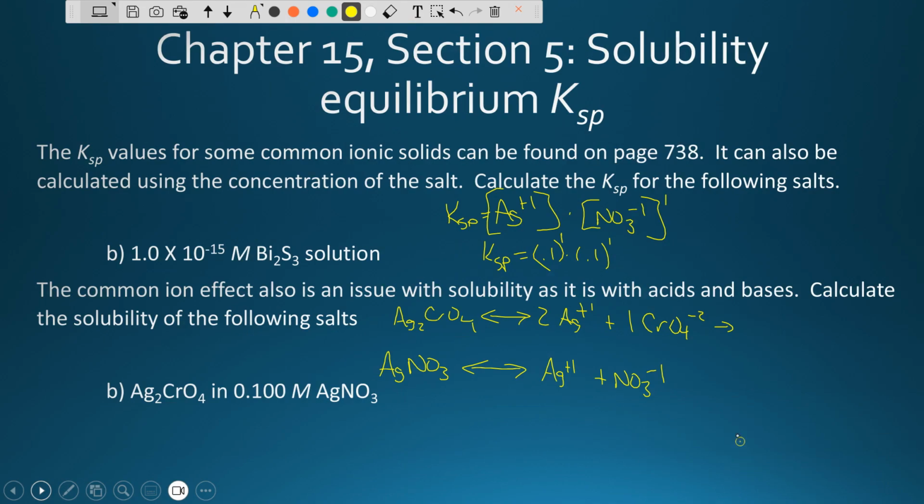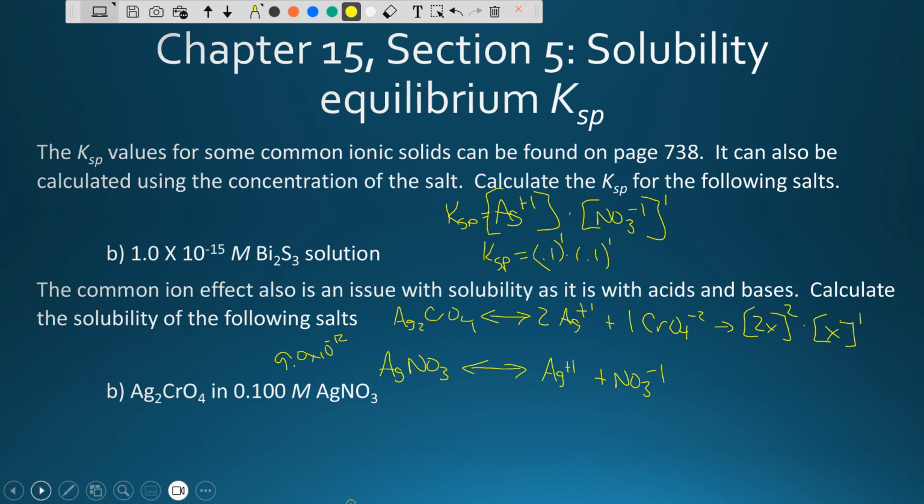Okay, so to sum all of this up, I had my chromate. Remember, this one was going to be 2x squared times my x to the first power. And we calculated that value out to be 9.0 times 10 to the negative 12. Okay, so when I see all of this, what do I need to do? Well, I need to combine all of these things together.